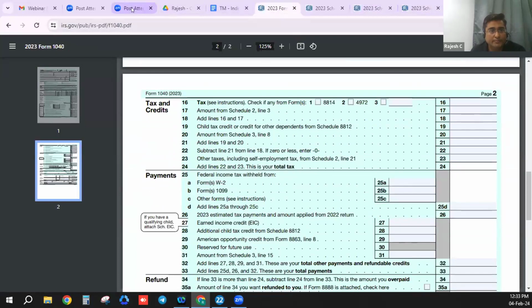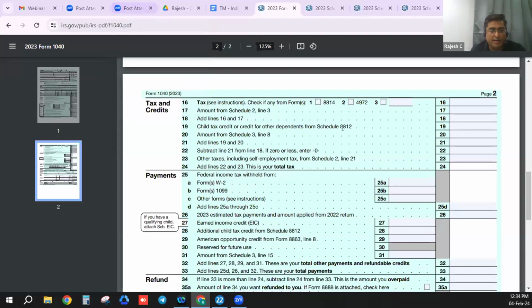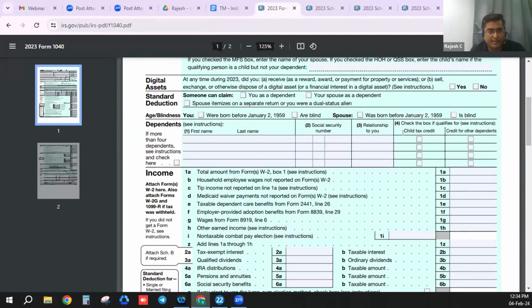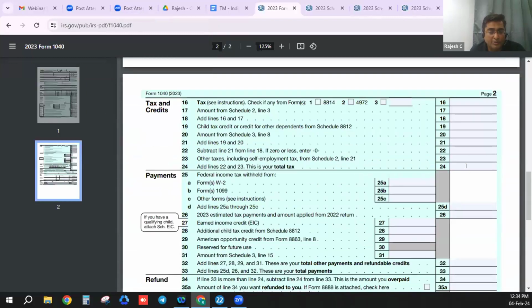Yes, anyone? Credit. If you paid some expense out of your pocket, like education fees, and if you claim the child tax credit, the CTC, for one child, then you will get a credit of $2,000 in the last year, 2022. So it automatically reduces your tax liability.